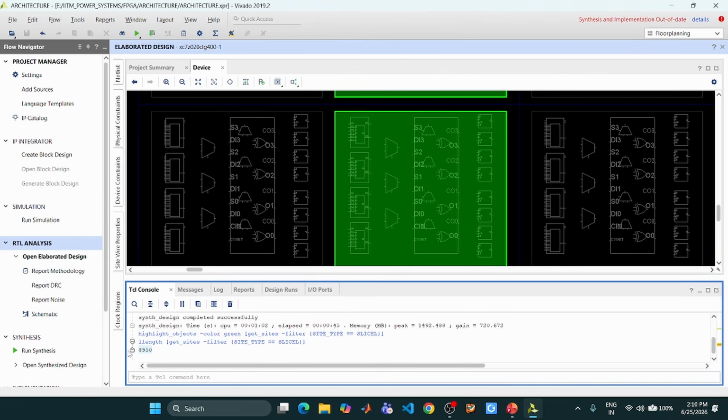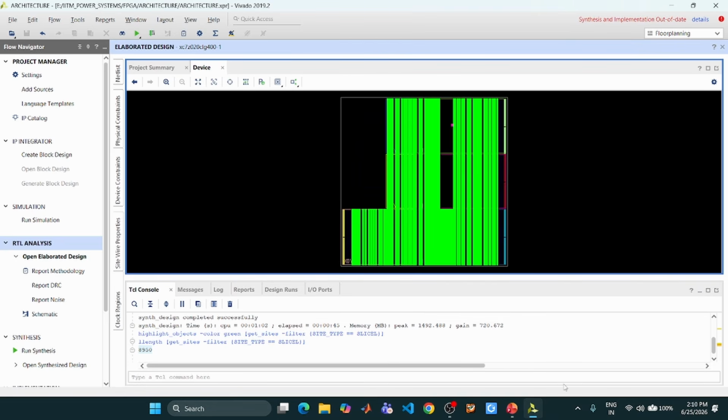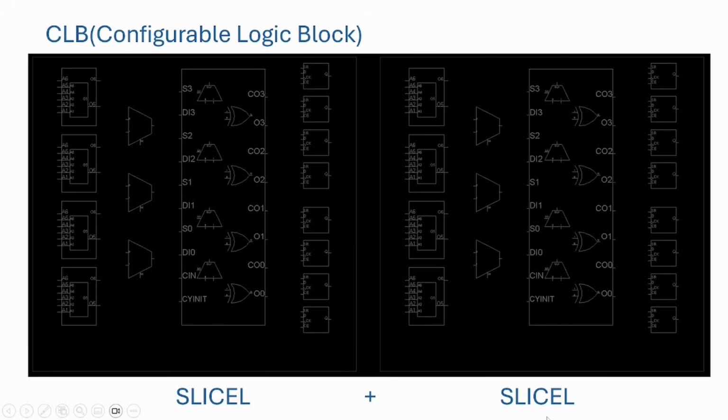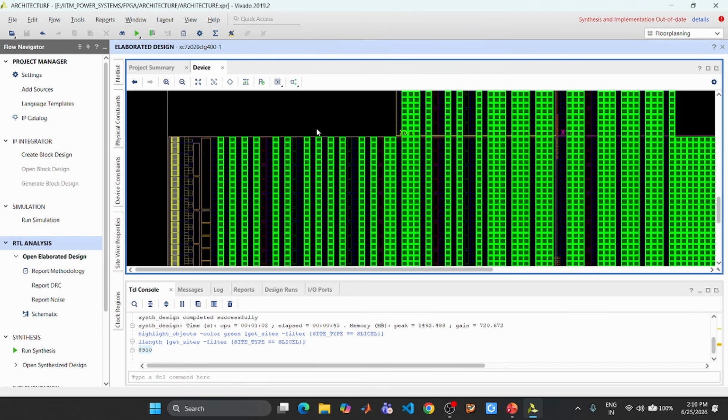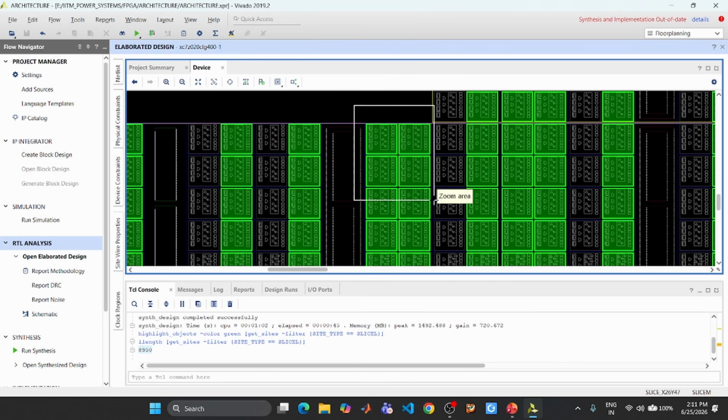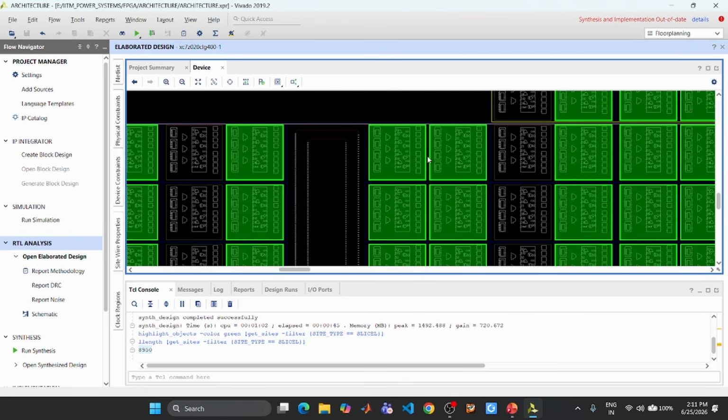You can see there are 8950 SLICELs present in total in this chip, and two SLICELs combined together are known as a configurable logic block. In Vivado, in some places there is a separation between two consecutive SLICELs, whereas in some places you can see two SLICELs present together. These two SLICELs are known as a CLB. If I hover my cursor, you can see the tile is CLB LL, which refers to a configurable logic block made up of two SLICELs.